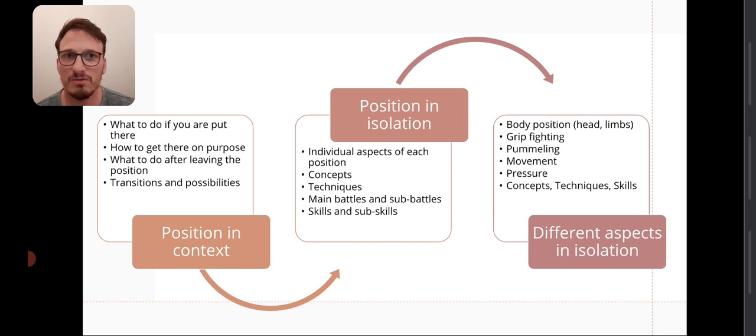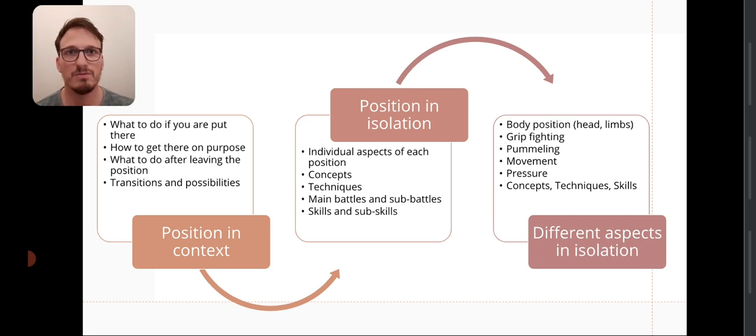So you have to introduce the position in general. So how do you get there? How do you get out of there? Why is it important for their development as a grappler? When you have done that, then you have to look at the position in isolation. So what are the different concepts, techniques, and different battles that are going on inside the position?